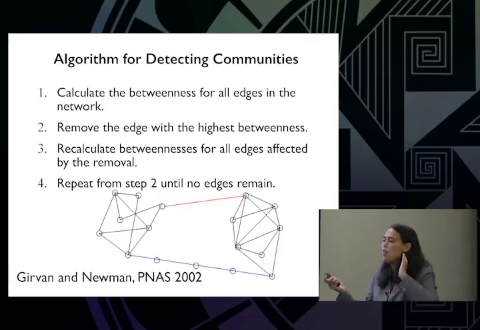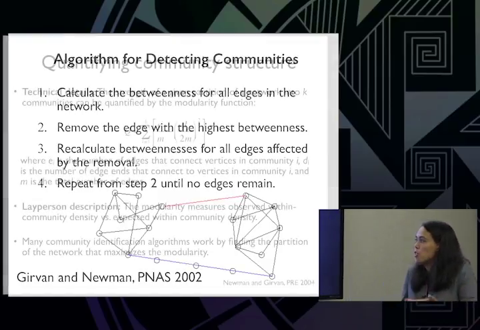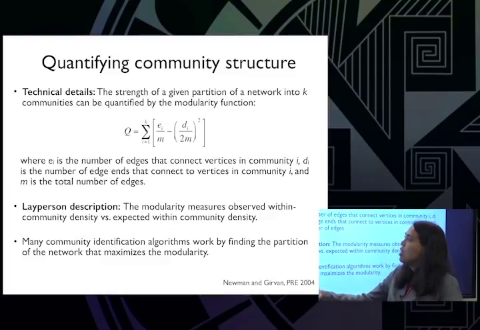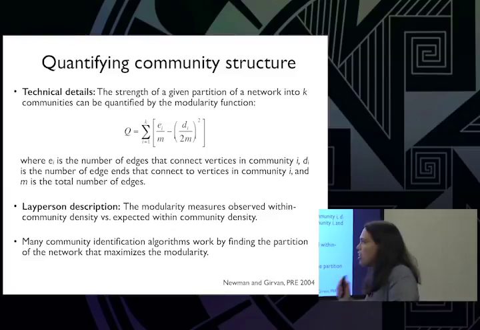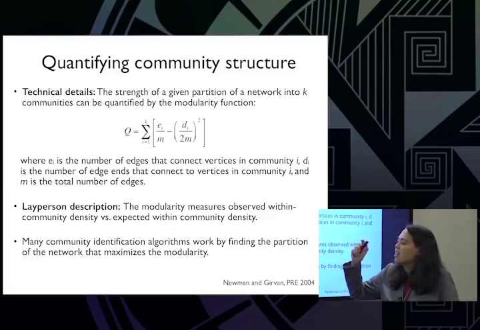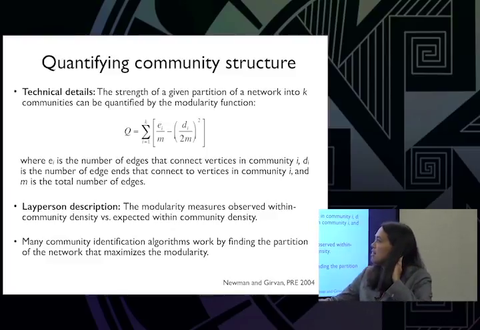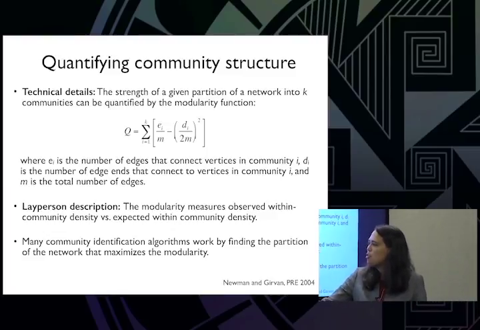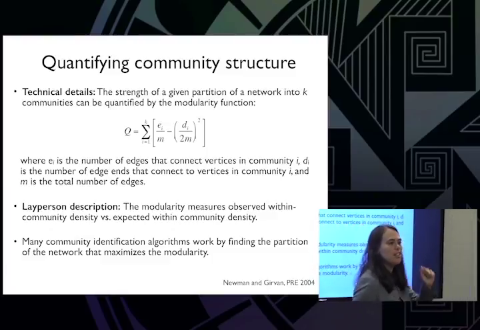And as I said, this is an intuitive way to use network measures to find communities, but now there are some more sophisticated ways, and I don't want to go into this. This is some work that we introduced in 2004, but the technical details are we can write down a function. And this function, as I mentioned very briefly before, quantifies the strength of a given partition into k communities and says, okay, for that partition, the modularity measures the observed within community density of links compared to the expected value, and this expected value is calculated using that configuration model.